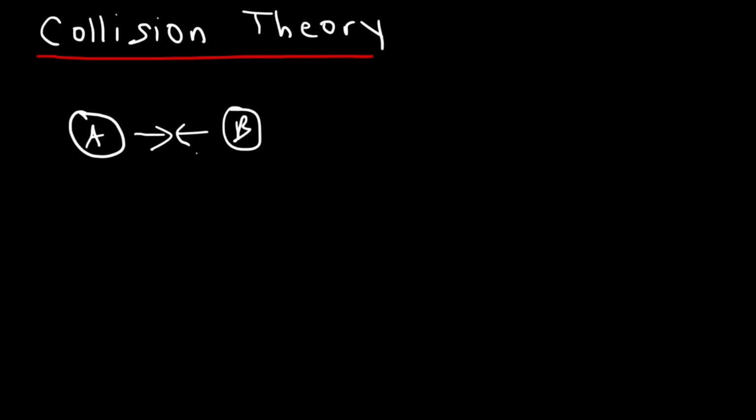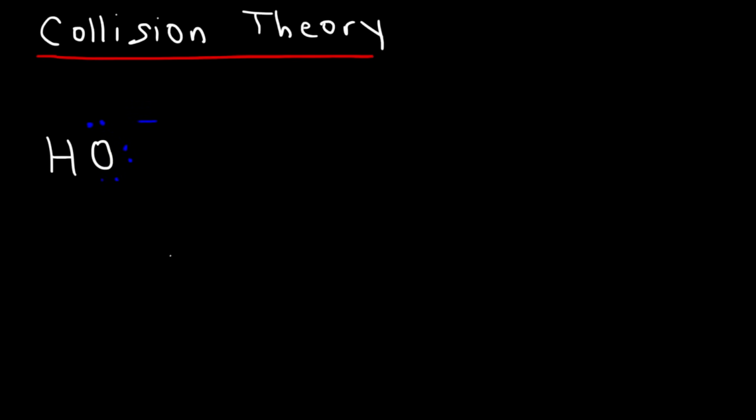The second thing is they have to have the correct molecular orientation in order for a reaction to proceed. So to illustrate this, let's say we have hydroxide, and hydroxide is going to react with methyl bromide, CH3Br.